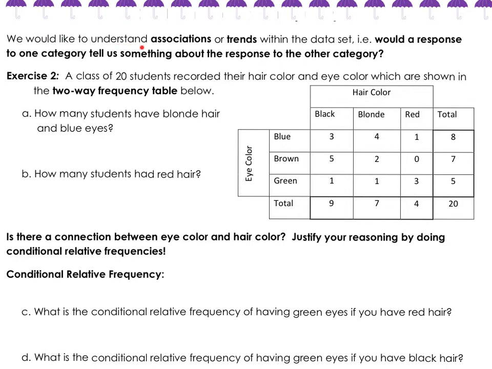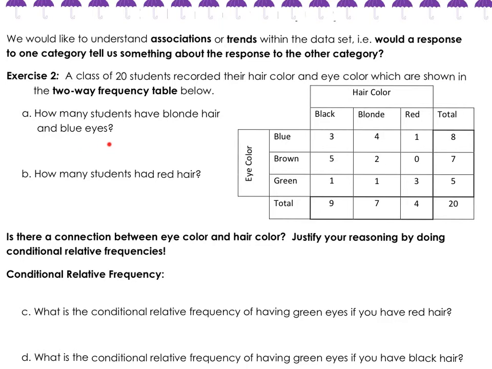We would like to understand associations or trends within the data set. For example, would a response to one category tell us something about the response to the other category? So in this exercise, we're going to look at a class of 20 students recording their hair color and eye color shown in the two-way frequency table below. How many students have blonde hair and blue eyes?